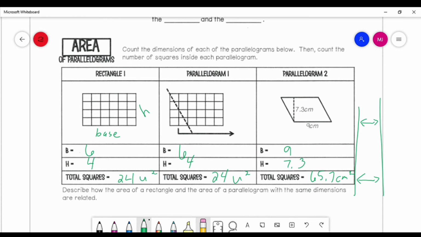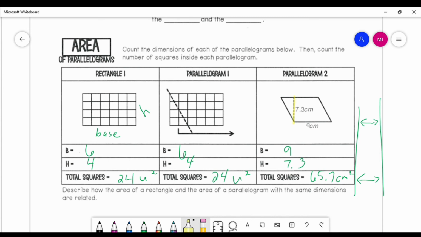So what do you notice about the parallelogram height on this one? It's got a decimal. It's slanted. So, are these the heights? This one? No, they're not. Those are not the heights of the parallelogram. The height is that dotted line that you see.